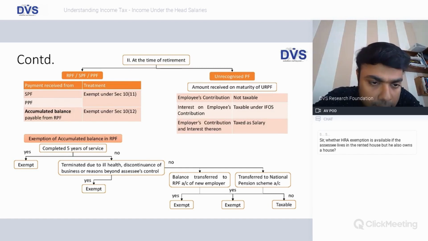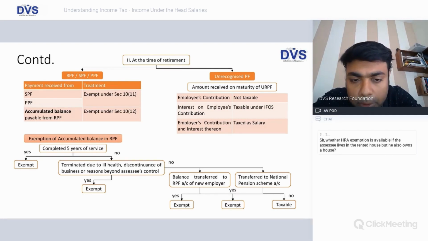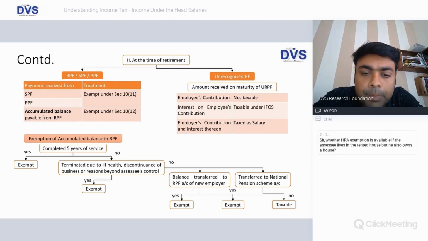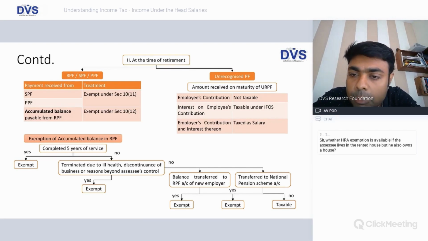However, if it is less than 5 years and the amount is being withdrawn because of termination due to ill health, discontinuance of business, or for reasons beyond the employee's control, there again it is not taxable. It is exempt. Where it is transferred from an existing employer to a new employer, it is not taxed. If it is transferred to a national pension scheme, again it is not subject to tax. But where none of this happens, then the amount is taxable.